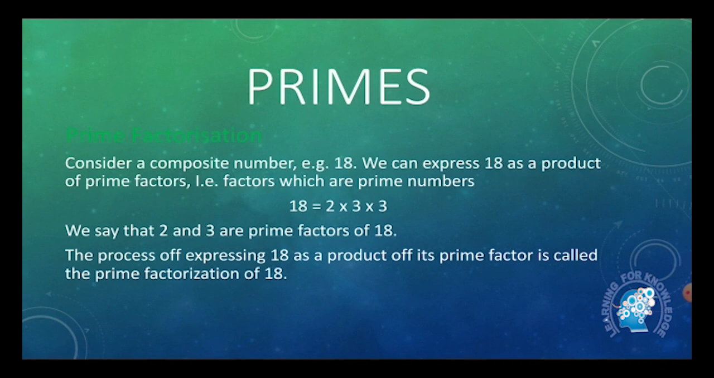So 18 will be equal to 2 multiplied by 3 multiplied by 3. We say that 2 and 3 are prime factors of 18. The process of expressing 18 as a product of its prime factors is called the prime factorization of 18.